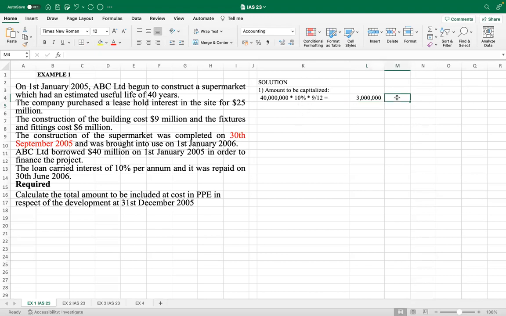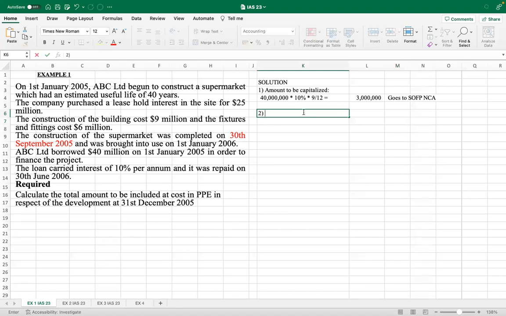So this amount of 3 million is the amount that goes to statement of financial position as part of the cost of the asset, as a non-current asset. So remember, why did I multiply by 9/12? Because capitalization, from what we read in the slides, stops when construction is complete. Construction was complete on 30th September. Immediately the construction is complete, we should stop capitalization and we expense the remaining interest.